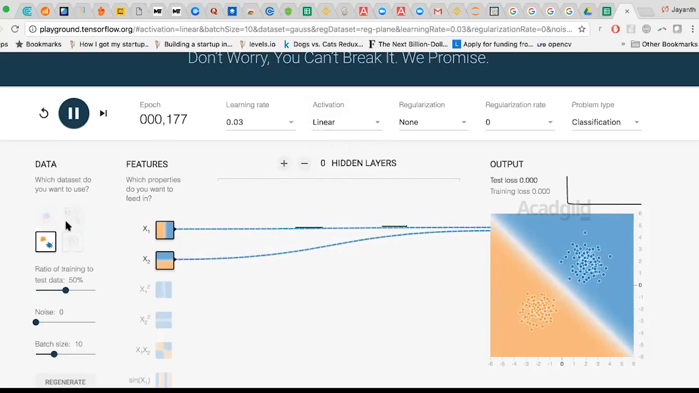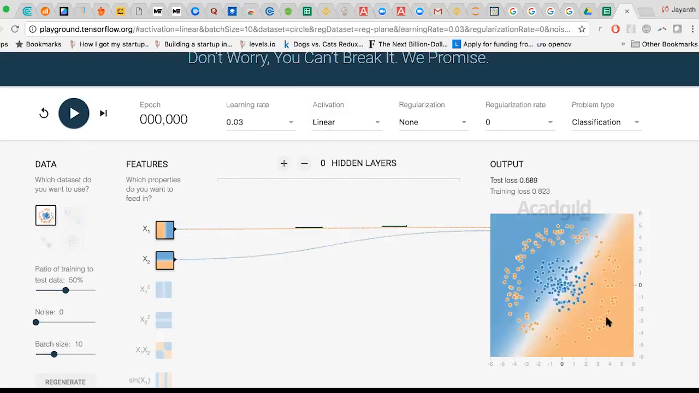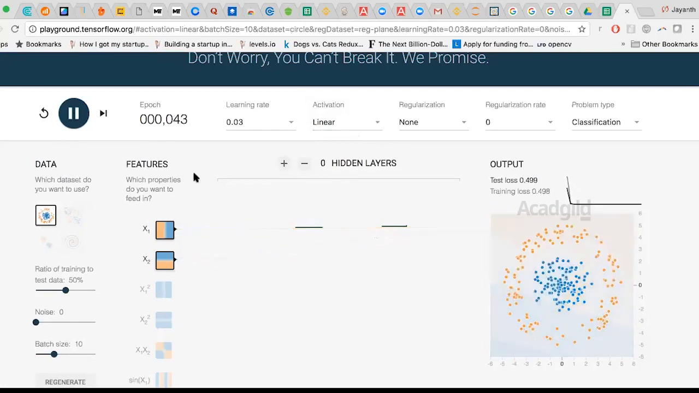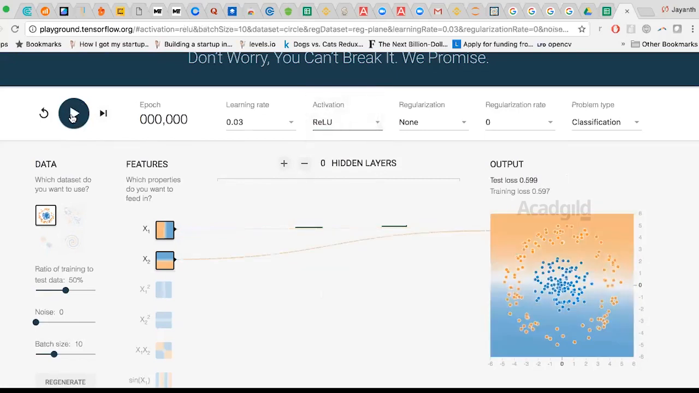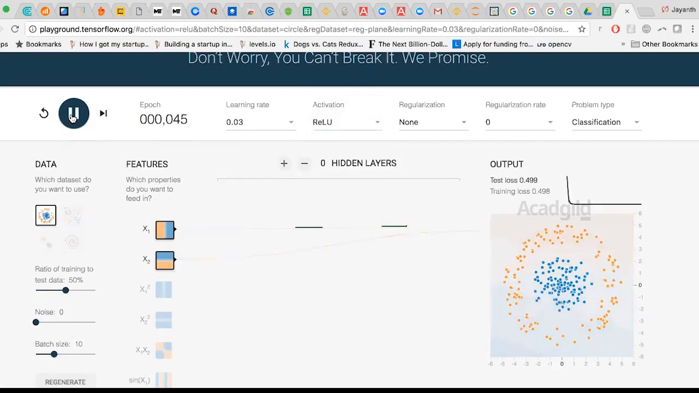Now, let me take a little more complex example. I'm trying to take a circle. Let's see if it can do that. Clearly, it's not been able to do that because I have a linear activation. Let's try a sigmoid. Again, sigmoid didn't work out well. So what does the universal approximation theorem state?